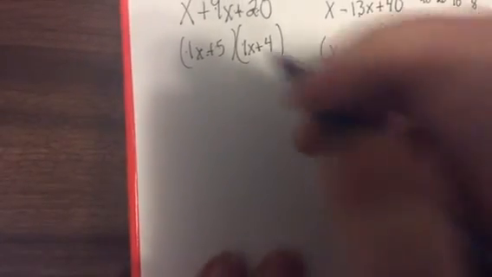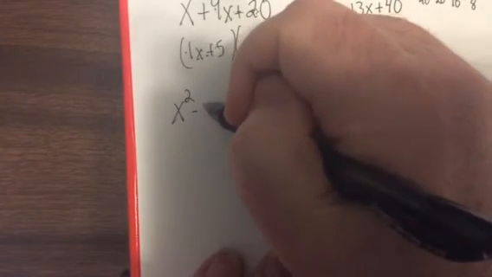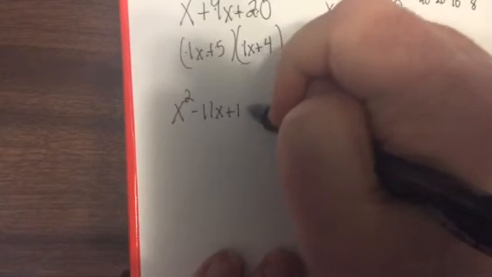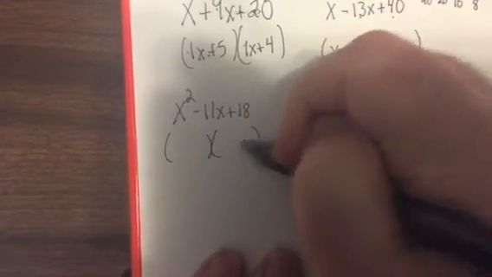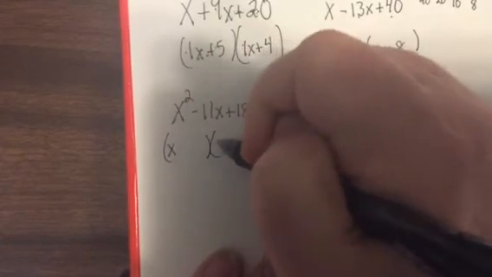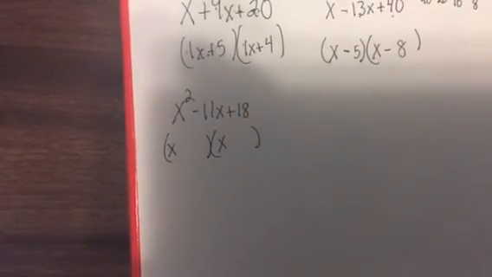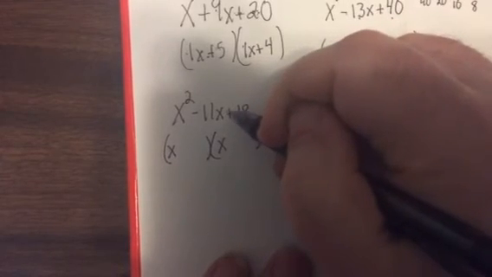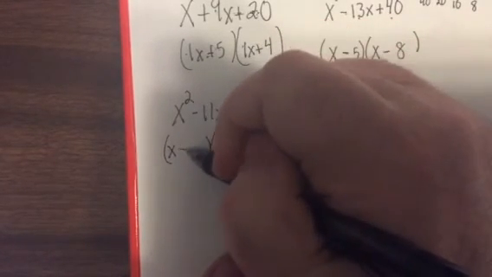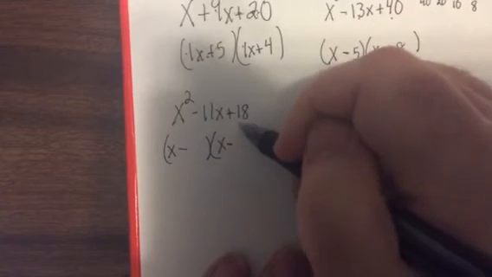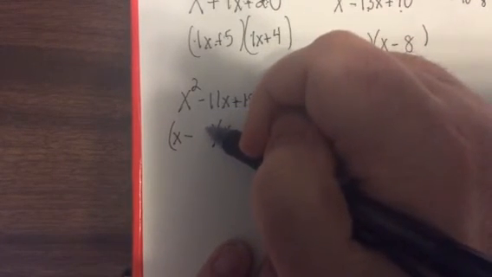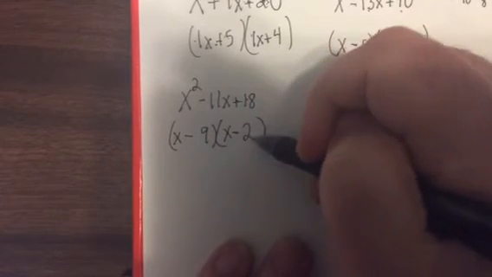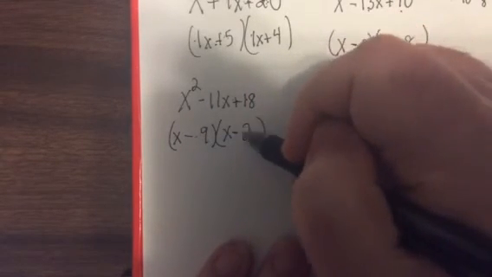Let's try another one together. X squared minus 11x plus 18. Okay. So 1x squared is x and x. Now, last term's plus, and they were going to all be like that today, so it'd be minus, minus. And what are the factors of 18 that add up to 11? And that would be 9 and 2. 2 times 9 is 18. 2 plus 9 is 11.